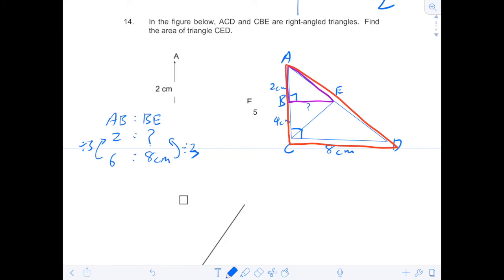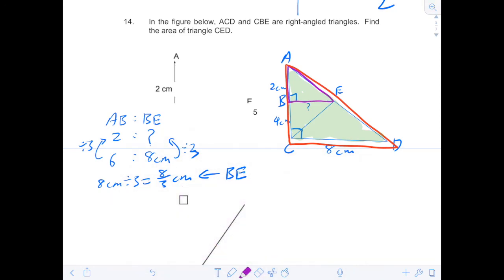Once we find this length, 8 cm divided by 3, you will get 8 over 3 cm. You can just leave it in fractions. And this refers to line BE. So now that we have BE, we can find the entire area of this triangle, the big one, because we got all that we need. We got the 2 cm, the 4 cm, so 6 cm is one side, the height is 6 cm, the base is 8 cm, so we can find the area of these.